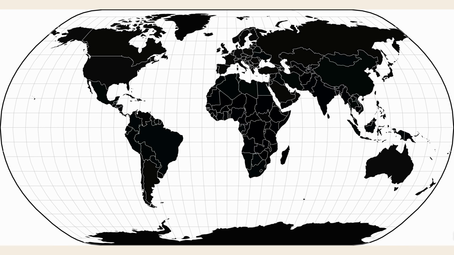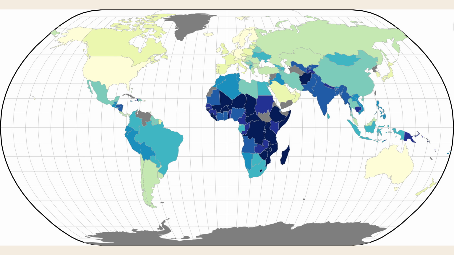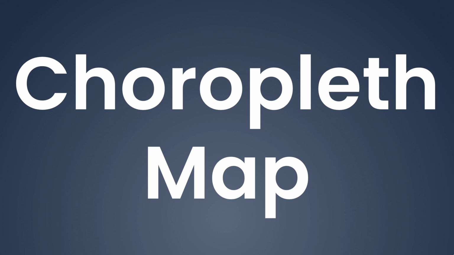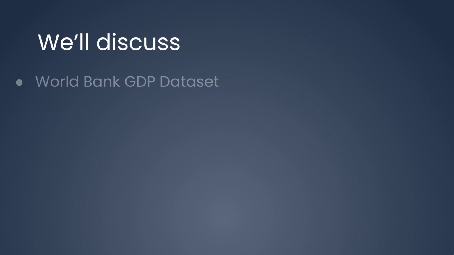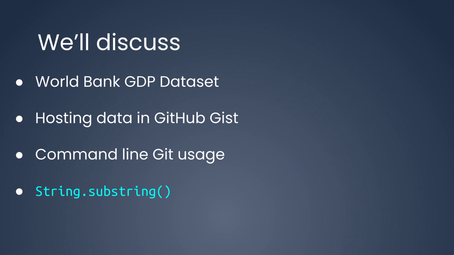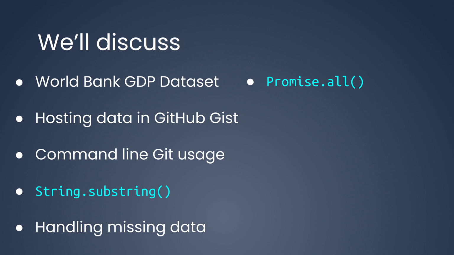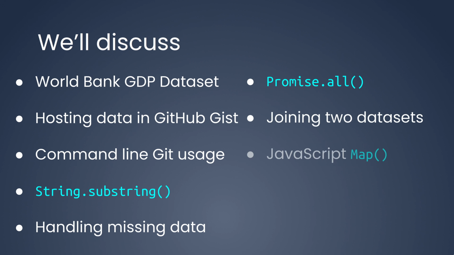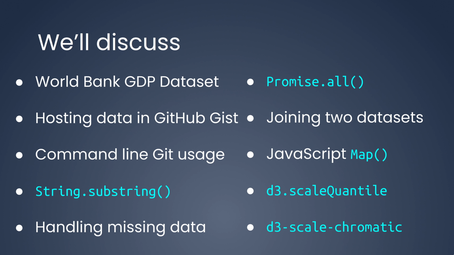Once we have a map like this, we can represent data about each country using color to create a Choropleth map. We'll discuss the World Bank GDP Dataset, Gross Domestic Product, hosting data in GitHub Gist, command line git usage, String.substring, handling missing data, Promise.all, joining two datasets, the JavaScript Map data structure, D3.scale quantile, and D3 scale chromatic.